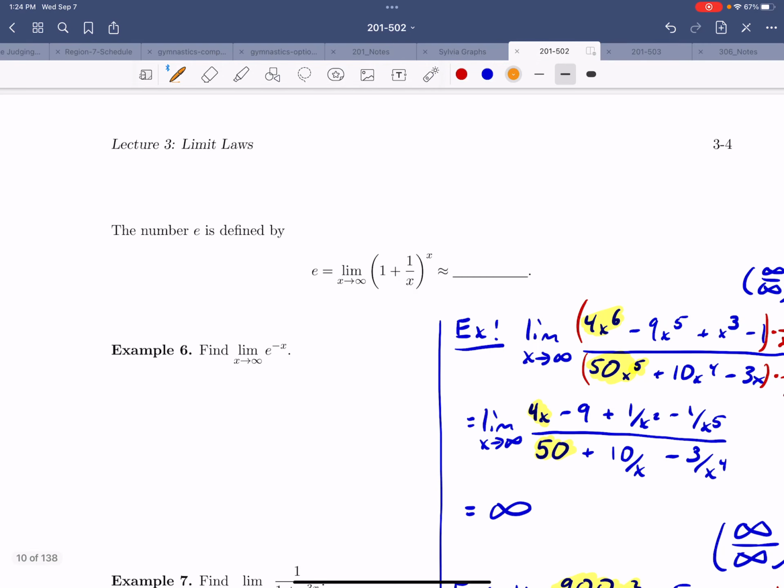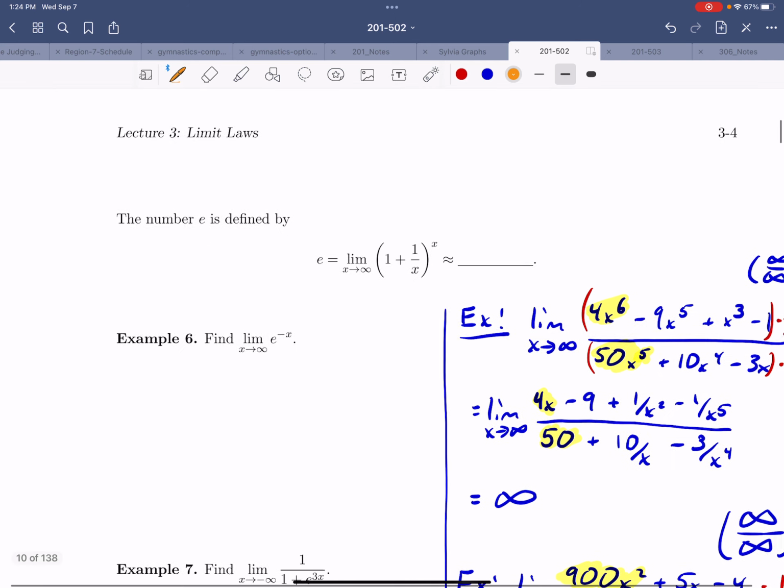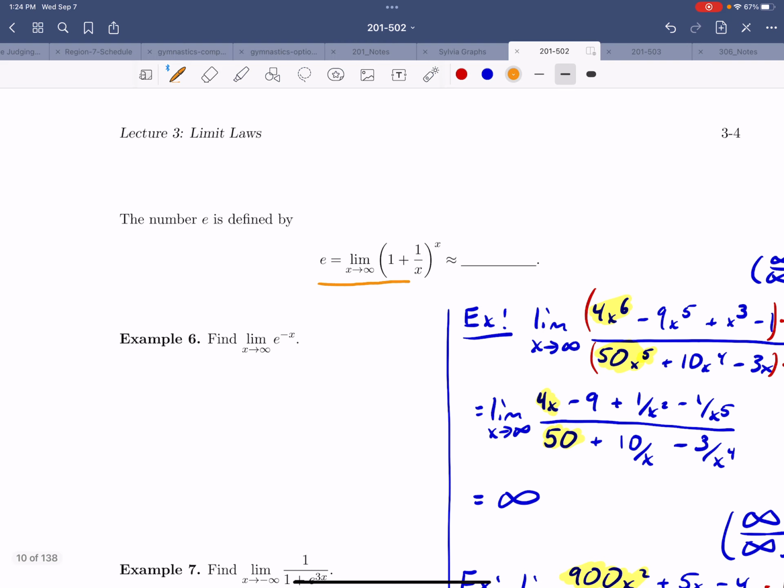Hi everyone, let's complete the last page of our notes. First we're going to define the number e. Yes, I said it, the number e, which is defined to be the limit as x approaches infinity of 1 plus 1 over x to the x. If you do this out, then you'll see that it equals approximately 2.718.